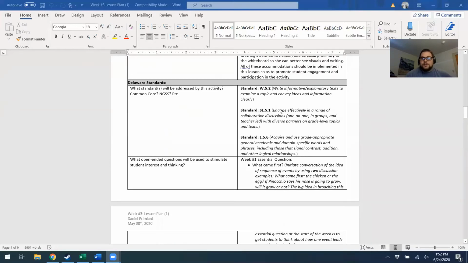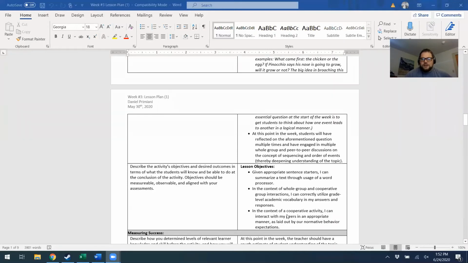And the last one, which would be connecting to SL51, in the context of a cooperative activity, I can interact with my peers in an appropriate manner as laid out by normative behavior expectations. Behavior expectations are something that you reinforce every single day. They obviously receive a heavy dosage at the beginning of the year, but you're constantly reinforcing appropriate behavior in the classroom. In the context of a cooperative activity, there's that back and forth of interacting, receiving, interacting, receiving. I can interact with my peers in an appropriate manner.